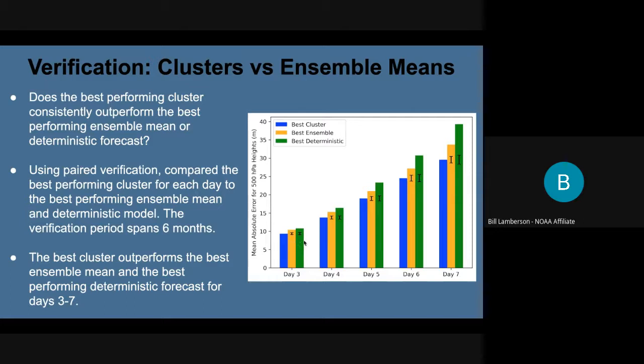model. But another take-home message from this chart is that, earlier in the period, say day 3, while the difference is statistically significant, there's not a large difference. But as we go out in time, the advantage of using the clusters really increases, so that by day 7, the best cluster is pretty substantially outperforming the best ensemble mean or the best deterministic model. So basically what we're trying to impress upon people is that clustering can be useful throughout the day 3 to 7 time period, but the value really comes in later in the period when that forecast variance increases.